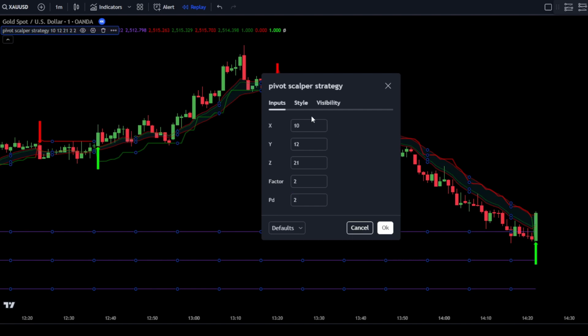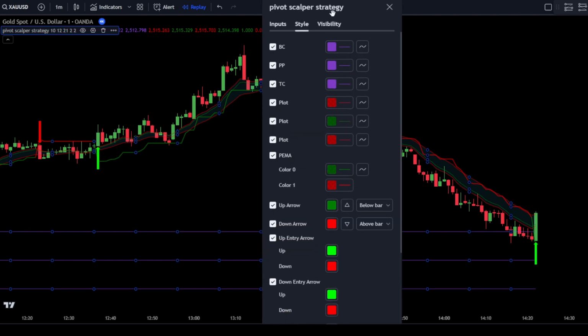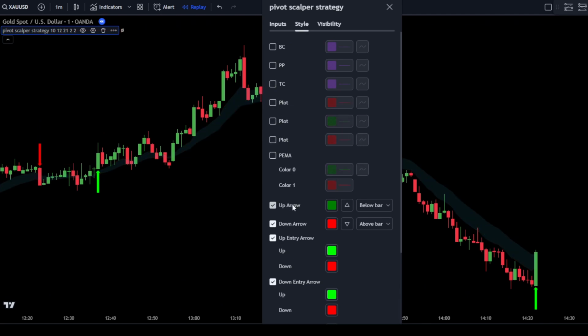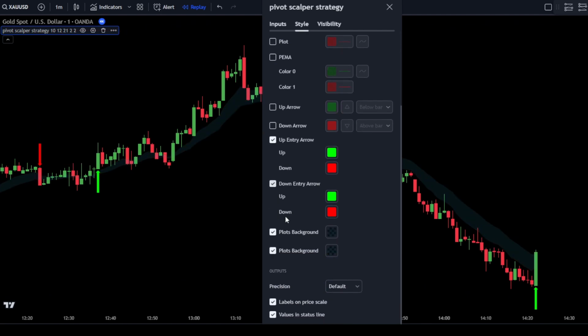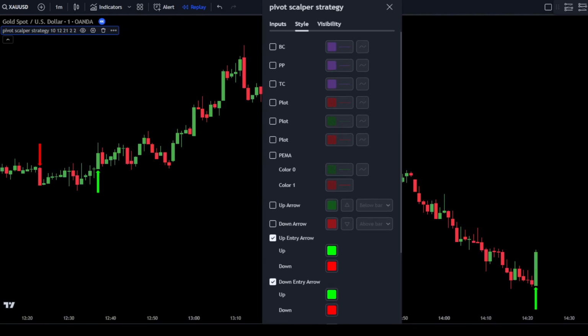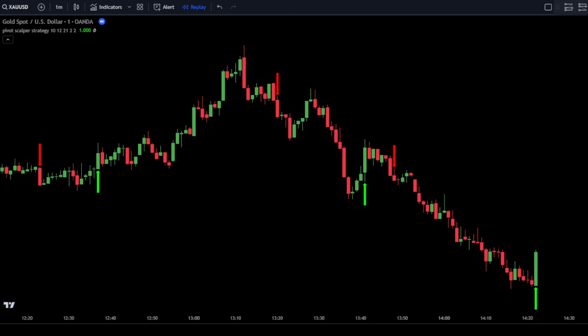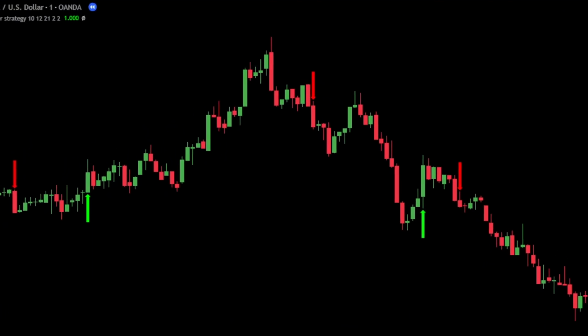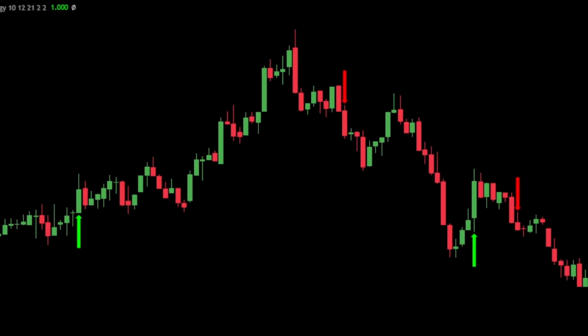Then, you can go to the Style tab. In the Style tab, remove some signs that we don't need. Once done, simply click OK to save the changes. This FTU Scalper Strategy indicator will be used as a marker for placing entries in the market. It's very easy to use, you just need to follow the signals generated by the indicator.